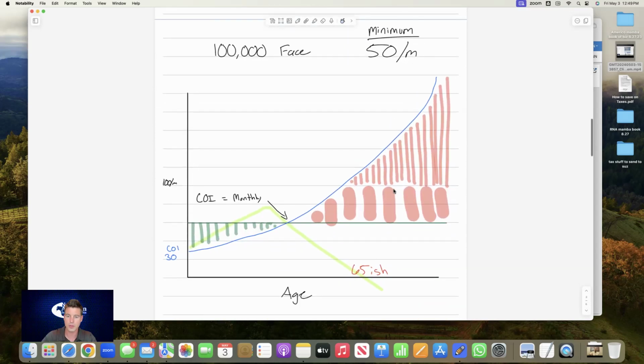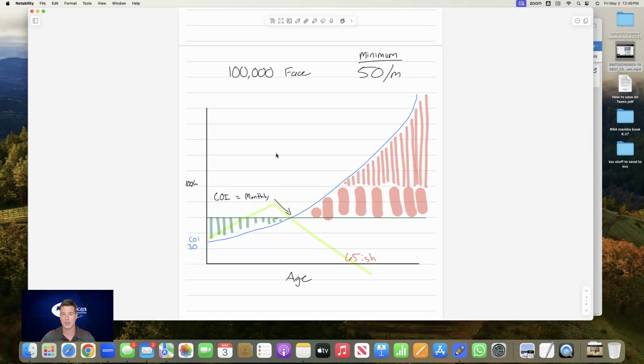Now, let me go to another example where, hey, if we're trying to beat a rate, or another agent not with our company is just trying to make a commission, and they're like, hey, I can get you 100,000 for $50 a month, versus looking at a whole life that might be $200 a month. They're just trying to get a sale, trying to get a client to do something, and they're showing them the minimum that they're going to pay.